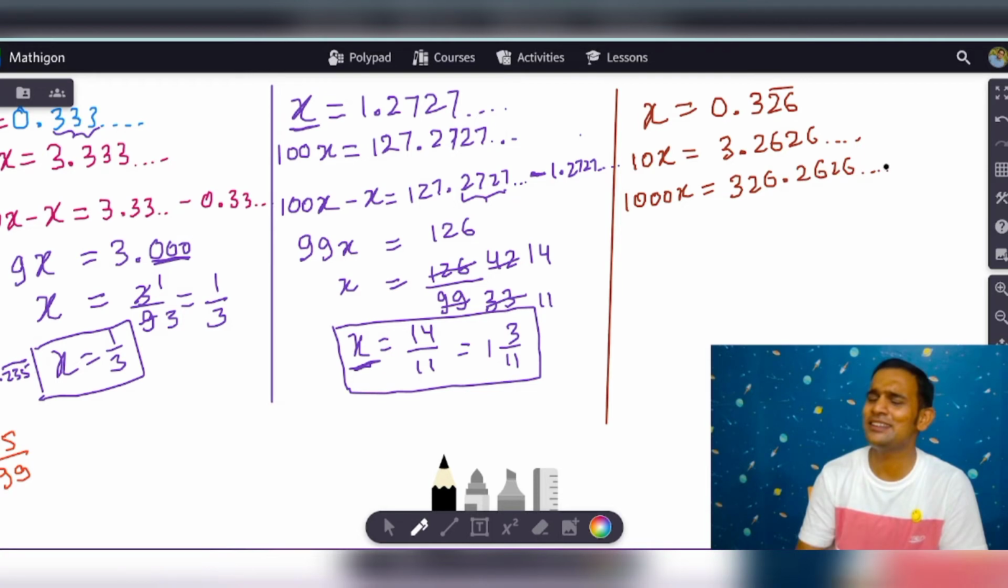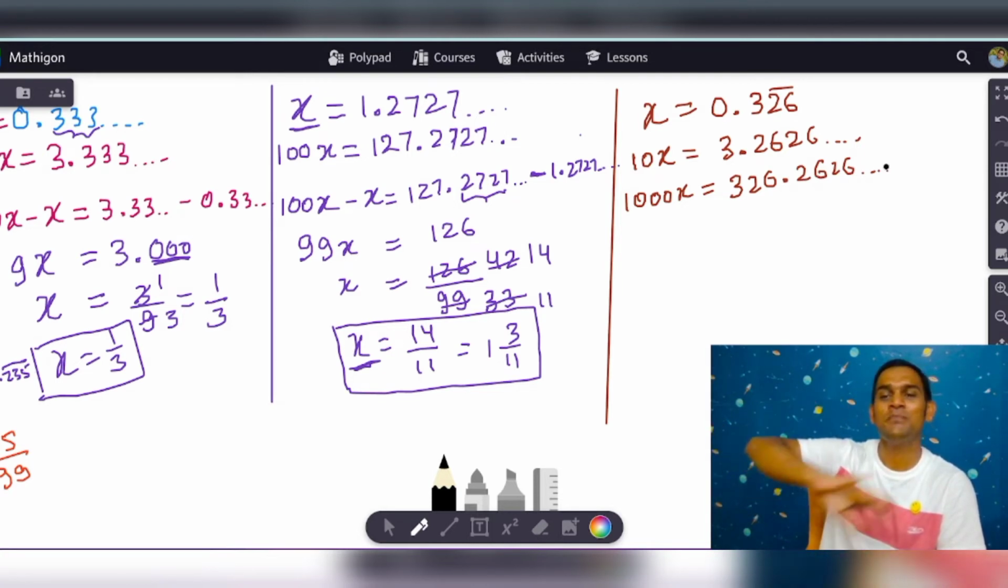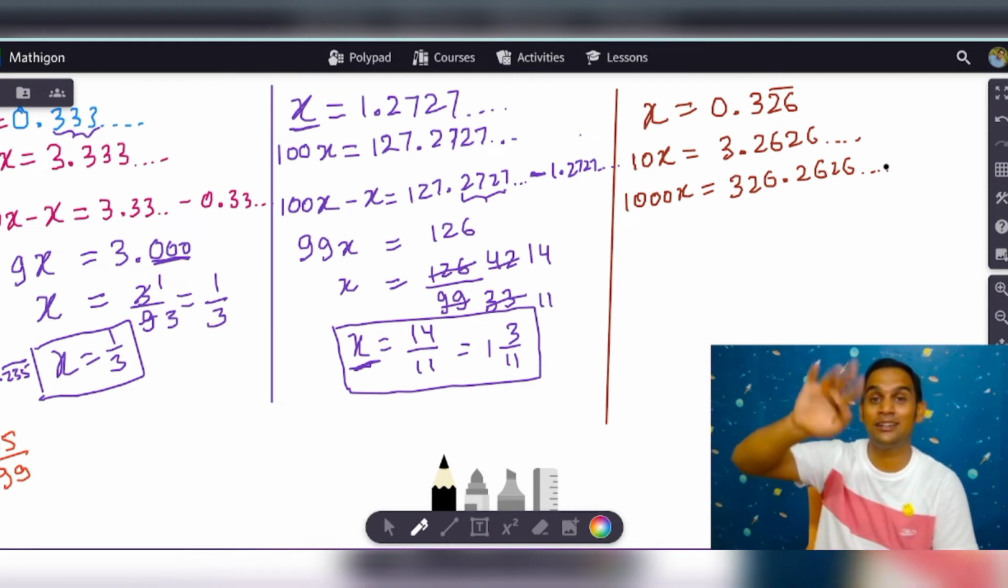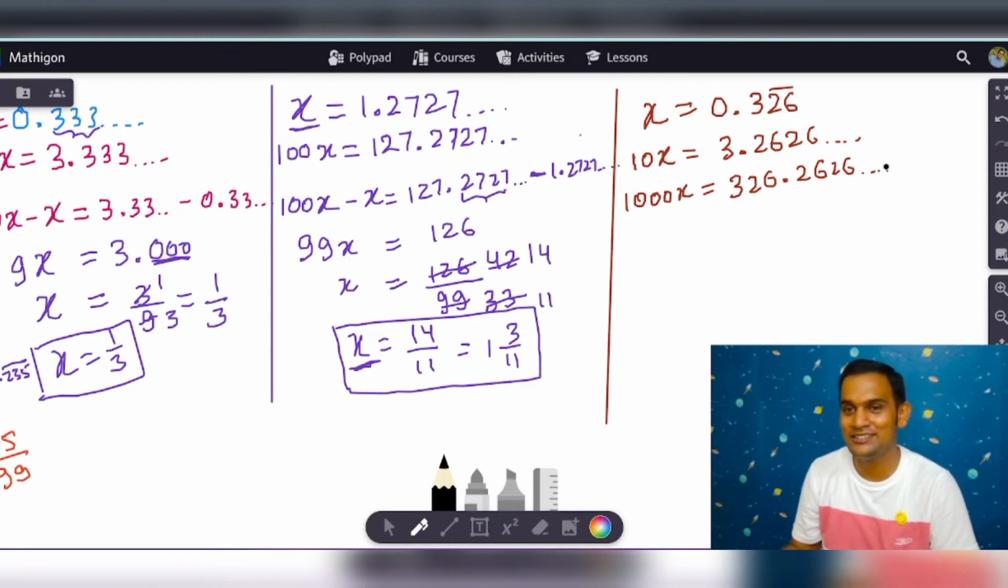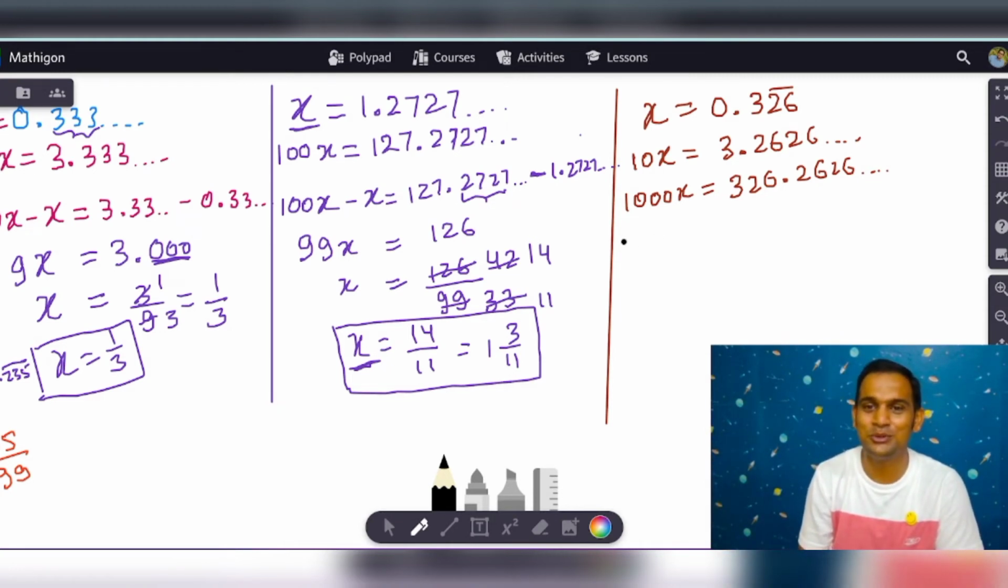326.262626... Since this is not ending at all, we can keep it at any amount of numbers. They will cancel out until it is repeating. Yes or no? So now what do we do?